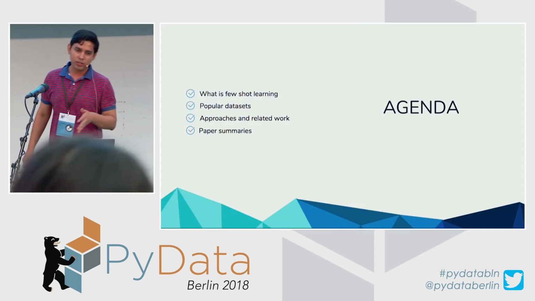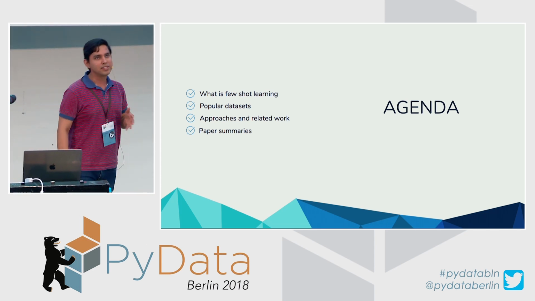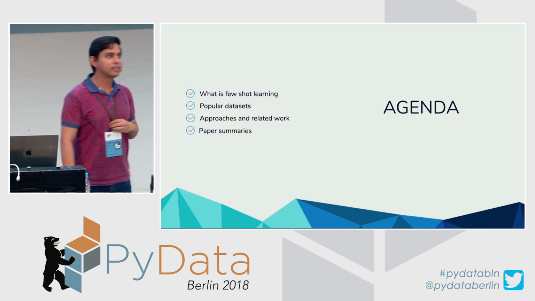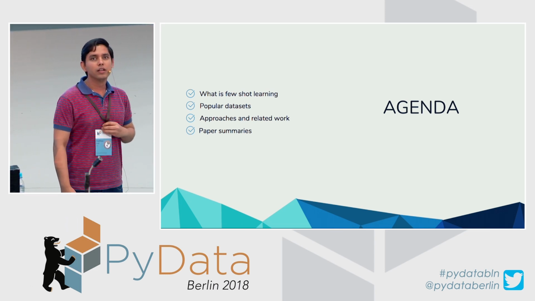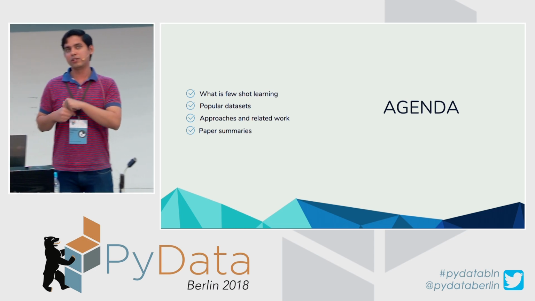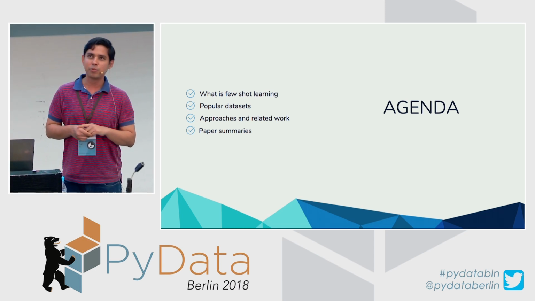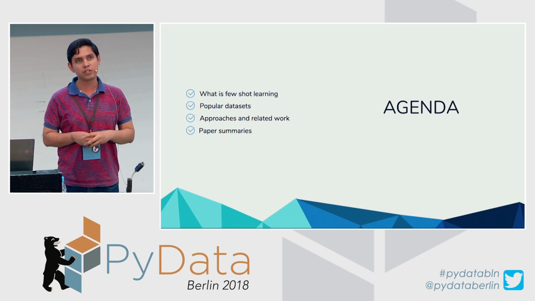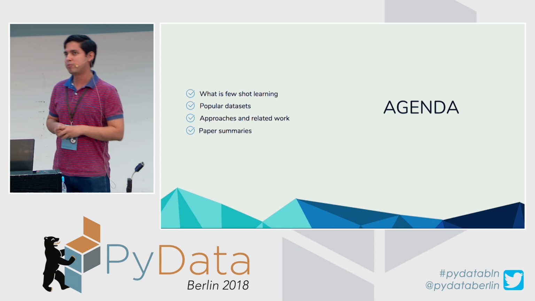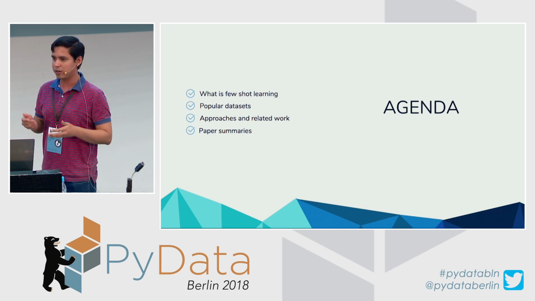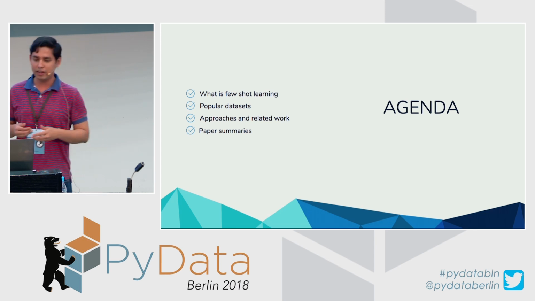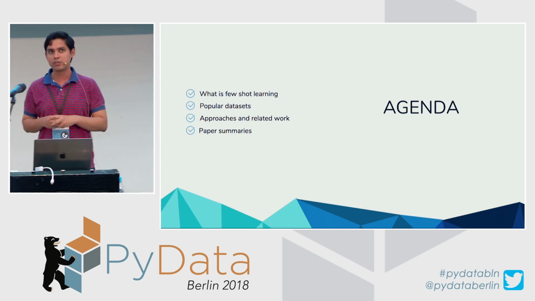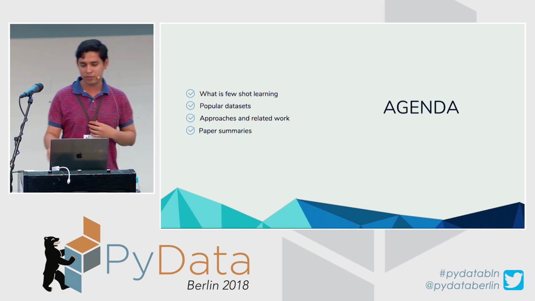So what I'm going to talk about today, what is basically few-shot learning, low-shot or one-shot, whatever that is. Some popular data sets that people are actually using to do the current research. Some popular approaches that you can use to solve this kind of problems. Some previous related work that is quite inspiring. And finally, some paper summaries. I'm going to talk about 4 papers today, basically like 5-minute introductions for each of these papers.